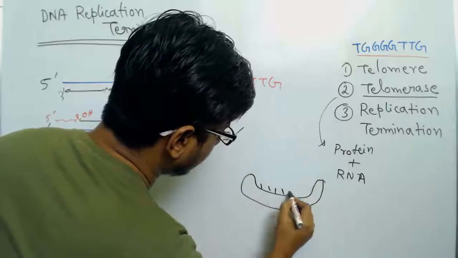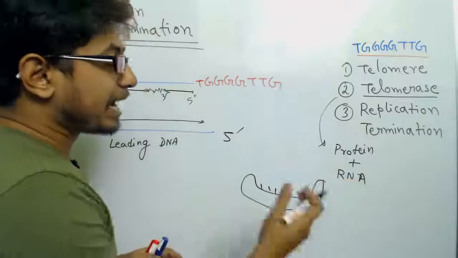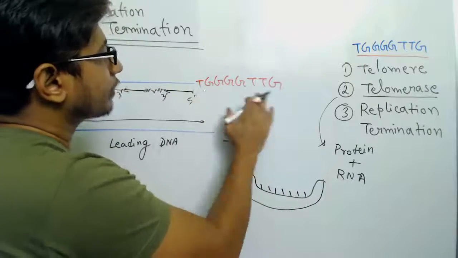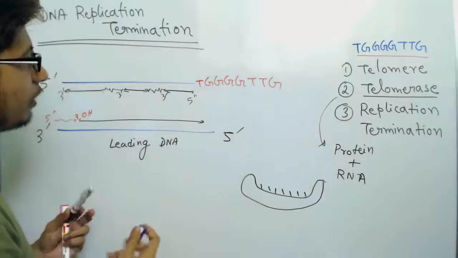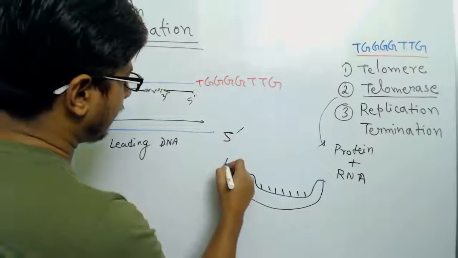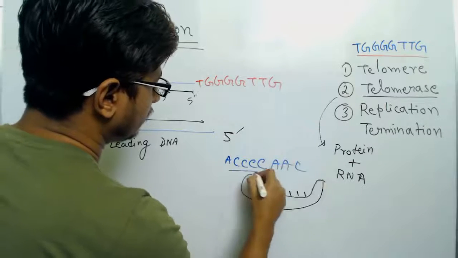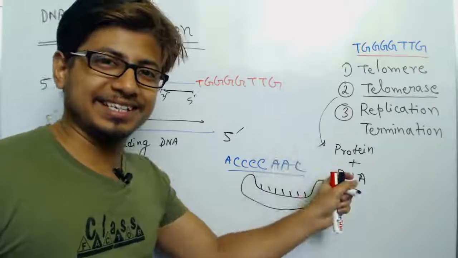It's kind of providing an RNA template, and the RNA template telomerase provides carries the exact complementary sequence to that of this telomere at the end. So it's somewhat like, let me write it, somewhat like A, C, C, C, C, A, C. This is the sequence that is present in the telomerase.